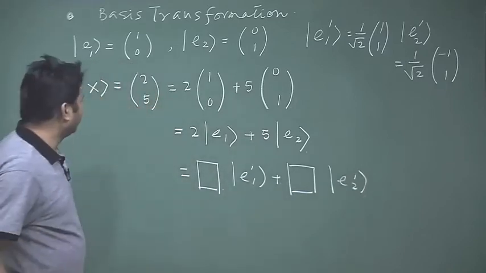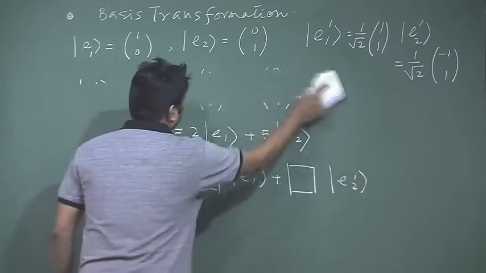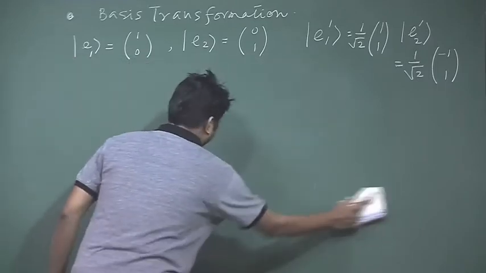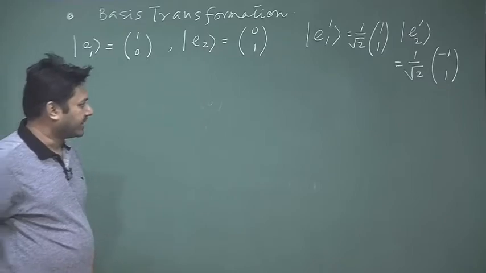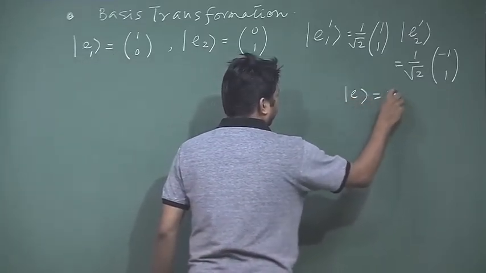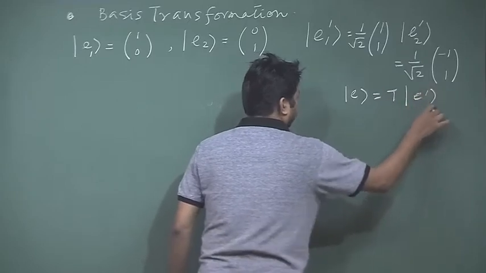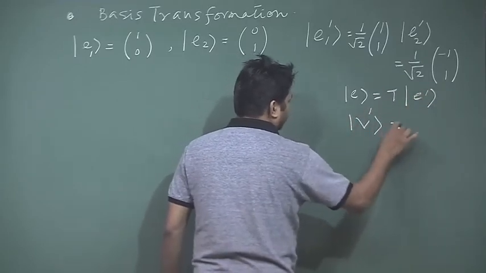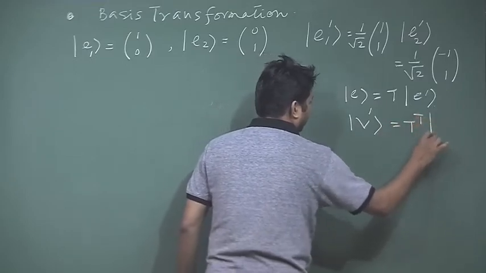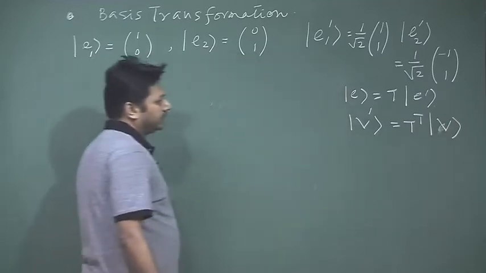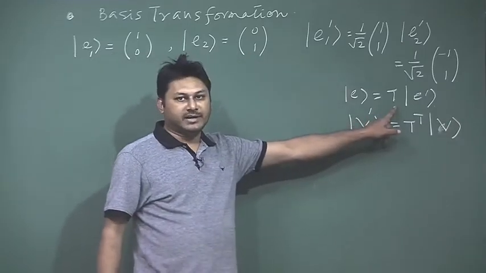So, let us do the problem right now. So, first we need to find out, the rule, I need to write the rule somewhere here so that you can remember, on the right hand side of the board. Say if E is related to E prime like this, V prime is related like this. So, I need to find out the T matrix first.